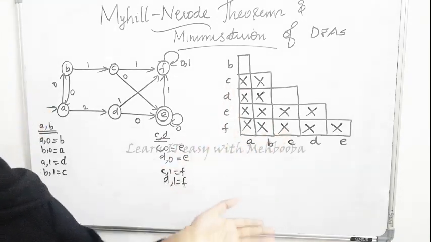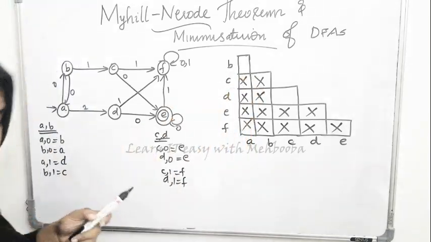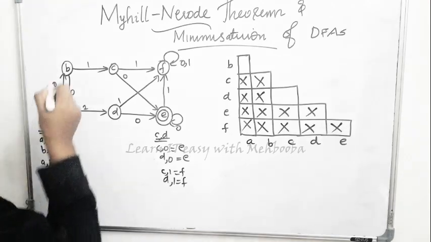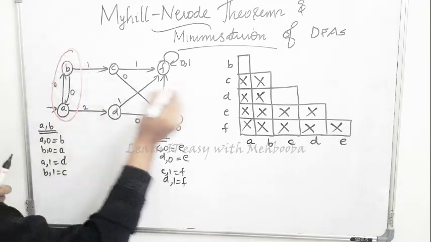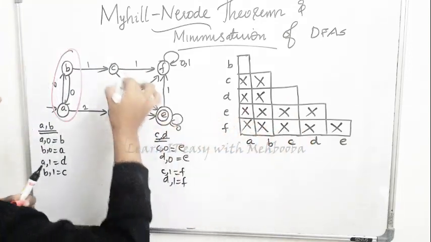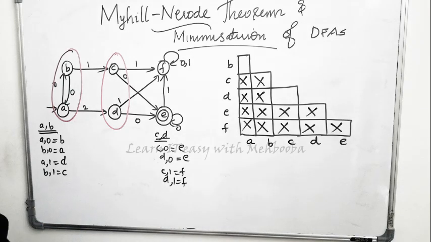So this is the final table. Now this implies that A and B are equivalent, because they are not marked, and the other implication is C and D are equivalent. So these are the implications given by this table.